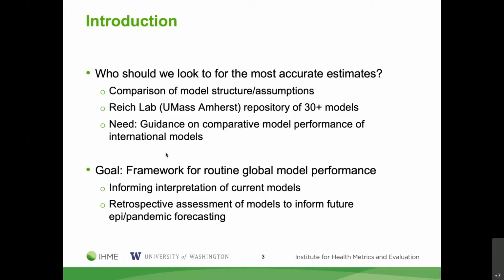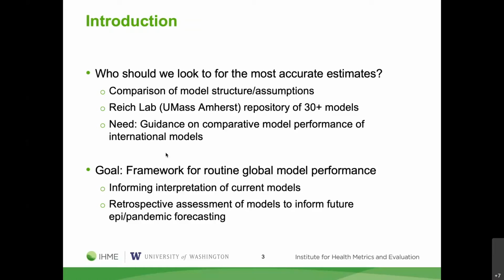This allows for a visual comparison of what the models are saying and has allowed the Reich Lab to create an ensemble model from the best of these models. However, we feel that it falls a little bit short of doing a formal model comparison to actually assess the predictive performance of each of these models. And so we felt that there was a need for an ongoing, comprehensive model performance comparison, and that was the goal with the creation of this framework.